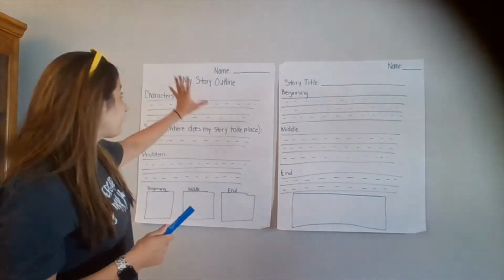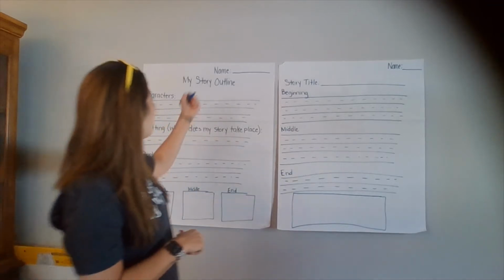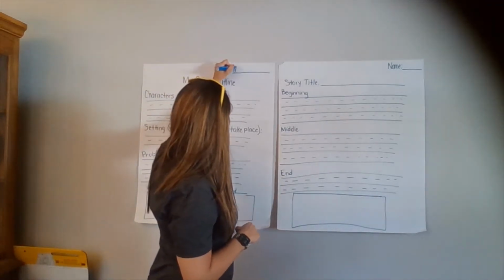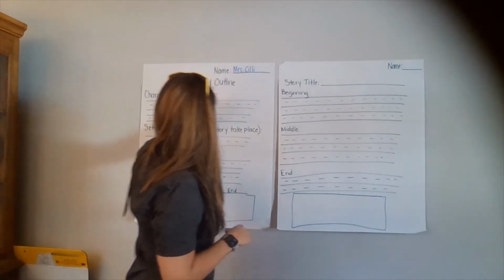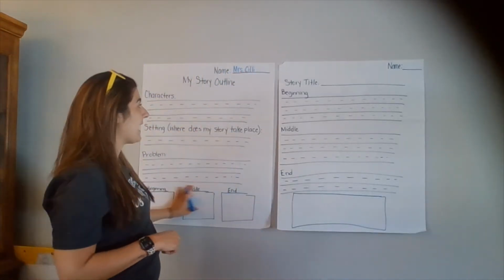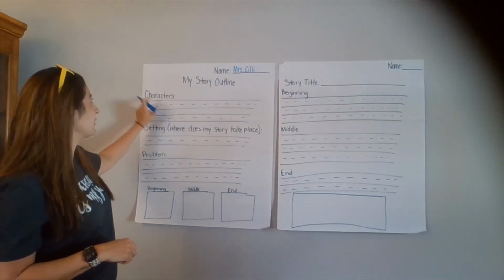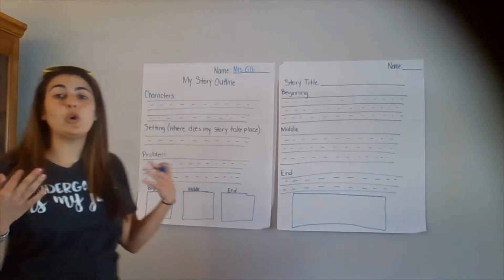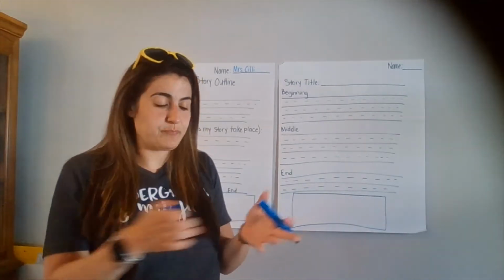So this is the paper that you are going to fill out. The first thing you're going to do is put your name, and then you're going to plan out your story. So the first thing it says is characters. Characters are who or what is in the story, because sometimes you can have animals too.